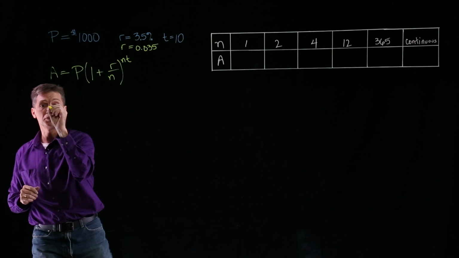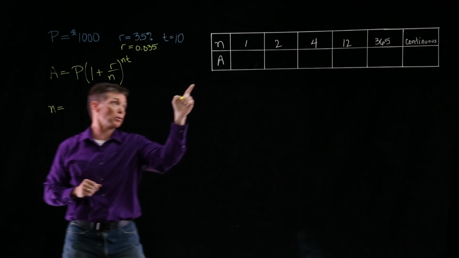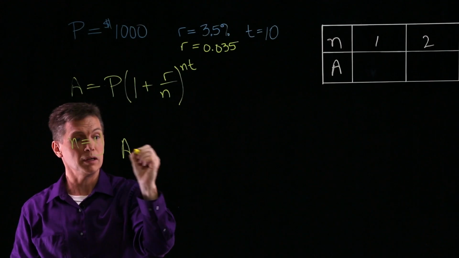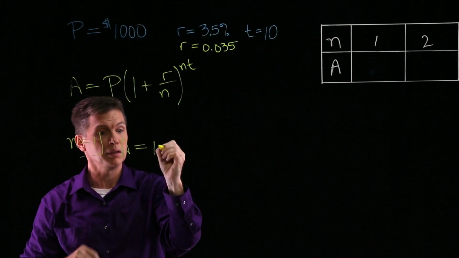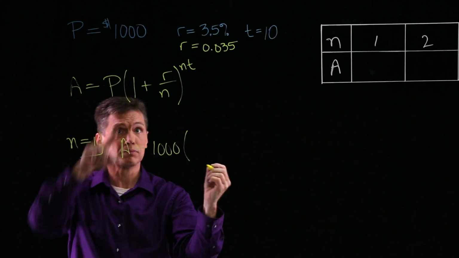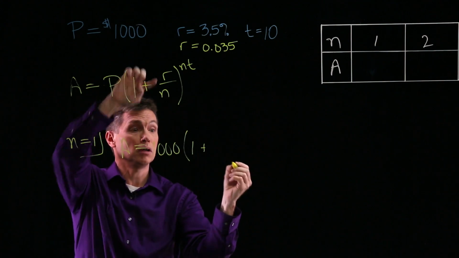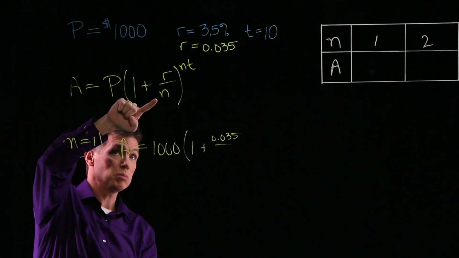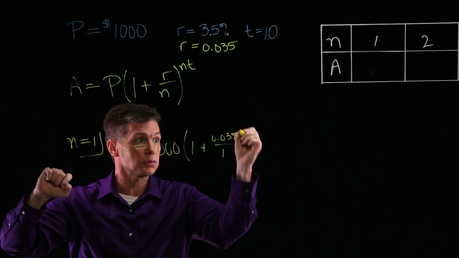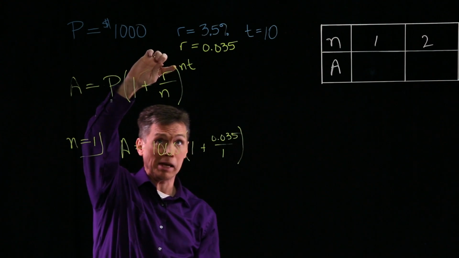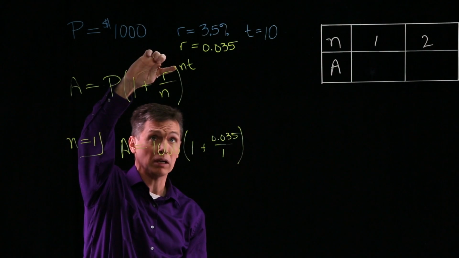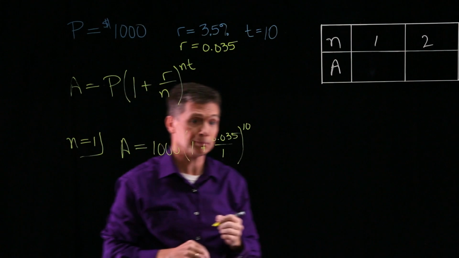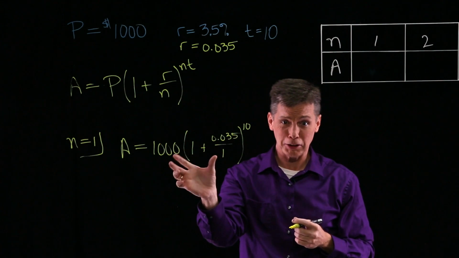Okay, so for the first N value of 1, I'm just going to go right to the formula. A equals my P of 1,000, 1 plus my R value, 0.035, divide by that N, which is still just 1 for us. And I'll do a little bit of math in my head on most of these exponents. Is N times T, N is 1, my T is 10 years. So 1 times 10.